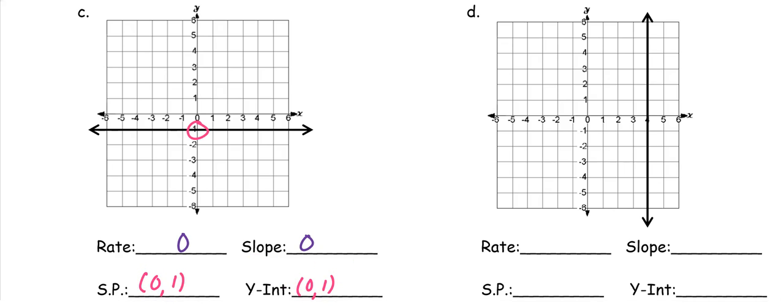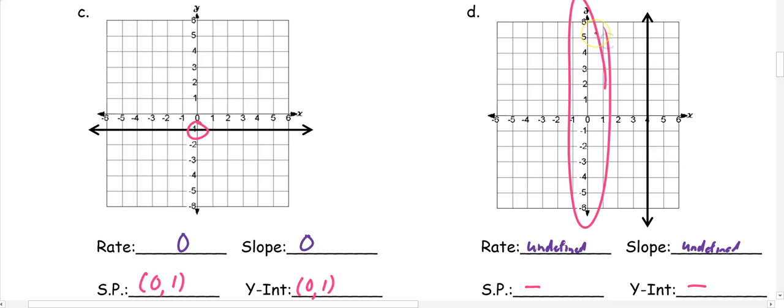Now, when we have a line that's up and down, remember when we were doing slope with points earlier, we had a 0 on the bottom, which is an undefined slope. So if your line is vertical, this is when we have an undefined slope, because it's forever going up or down, it never moves a different direction. When we have an undefined slope, we don't have a starting point or a y-intercept because it's never going to cross the y-axis. It's always going to be parallel to it because they're both running up and down.